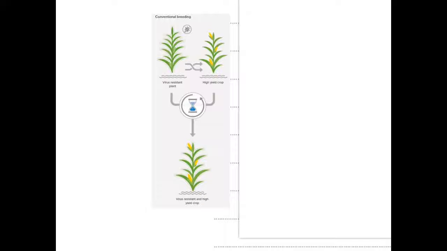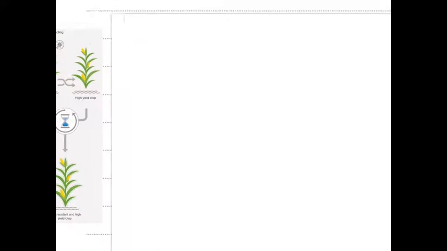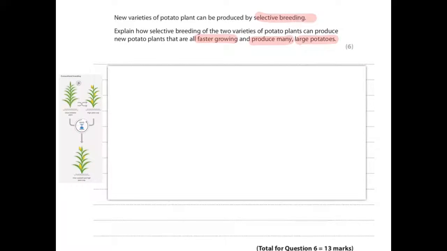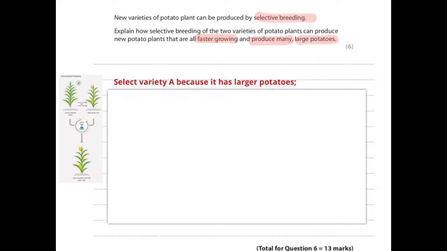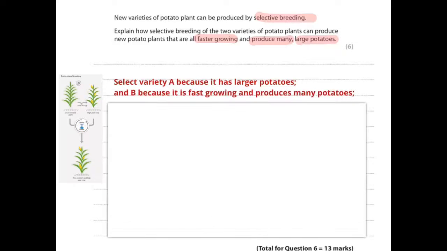But how do we express this as a 6-mark answer? So these are the things you should say. Select variety A because it has larger potatoes. So you have to say what features you're interested in. That's part of the processing of the question. And B because it's fast growing, produces many potatoes. So that'll give you some marks.